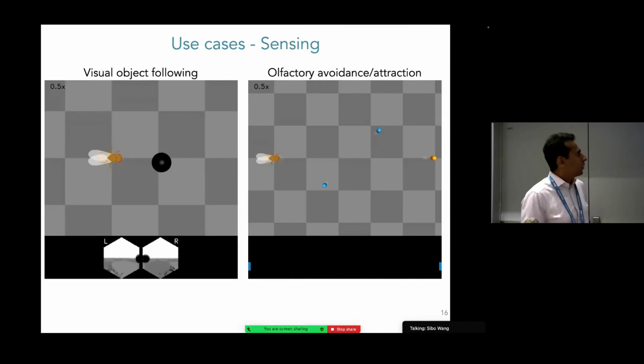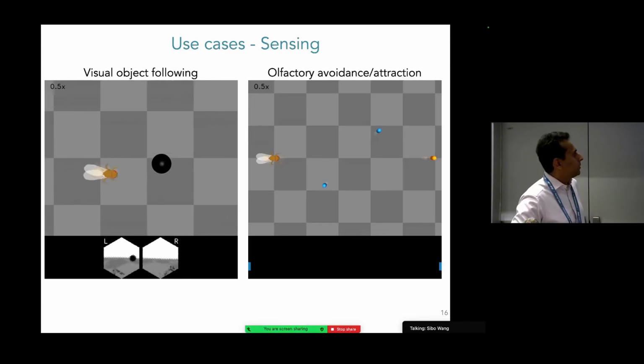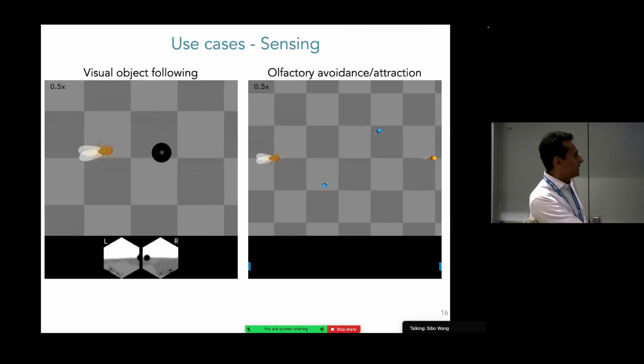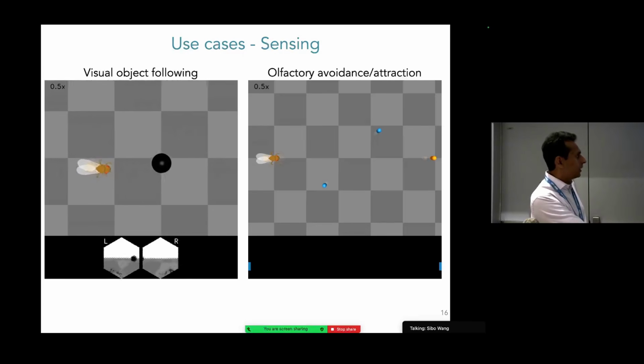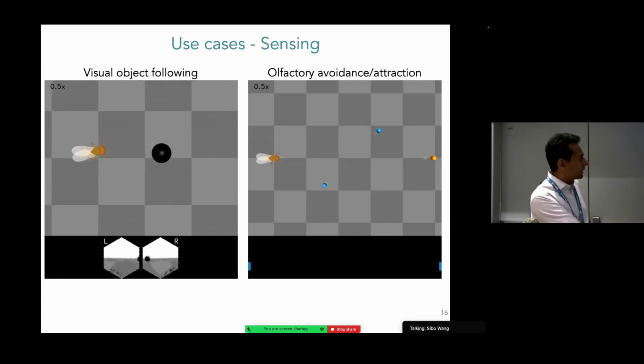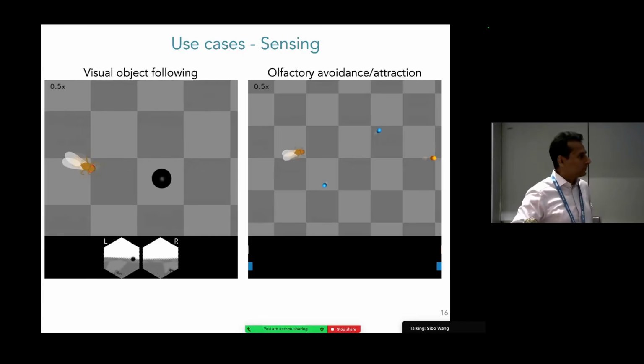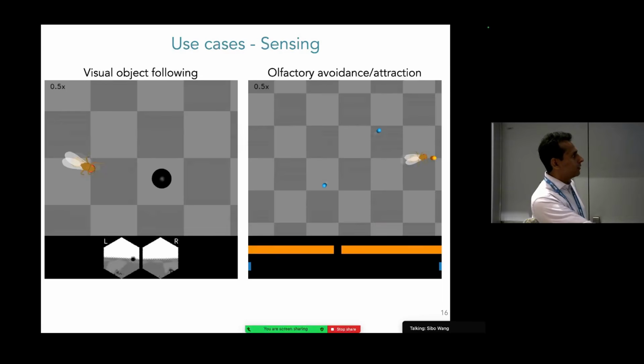Another use case was to add vision and olfaction. In this visual object following use case, you can actually see what the simulation observes. Here we have the left eye and the right eye, the set of ommatidia, and you can watch what the fly is actually observing. Here we have this ball that it's following, and we're using a controller to follow the ball. In the olfactory avoidance and attraction, we have the fly walking through an environment and detecting this aversive odorant and being attracted to this attractive odorant.